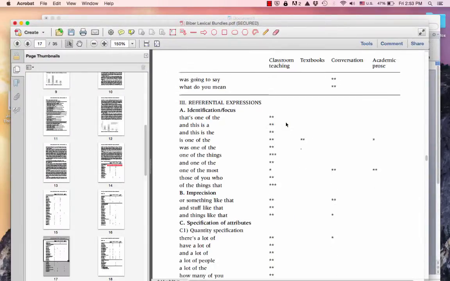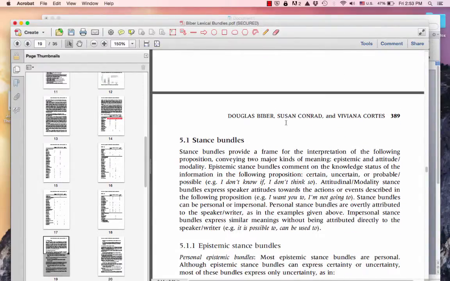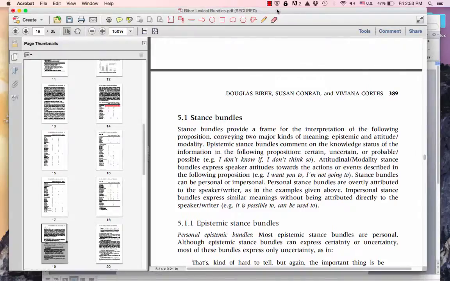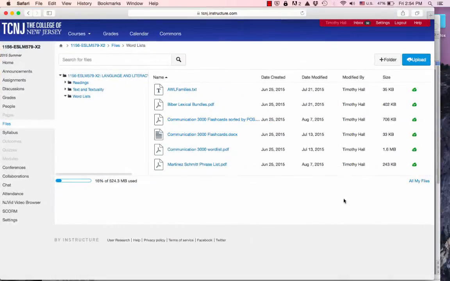All right, so this goes on and on and on. And then there's, of course, explanation in the article. Well, how can I get this, you ask? Well, it just so happens you have in your files folder Martinez and Schmidt. Okay, if you go into Files, you're going to see word lists, right? And there is the Martinez and Schmidt word list.